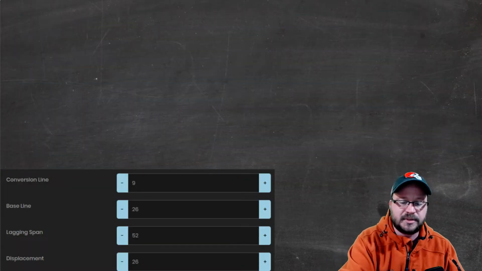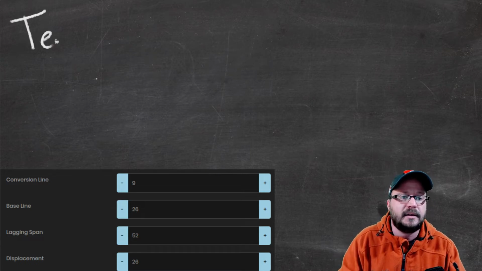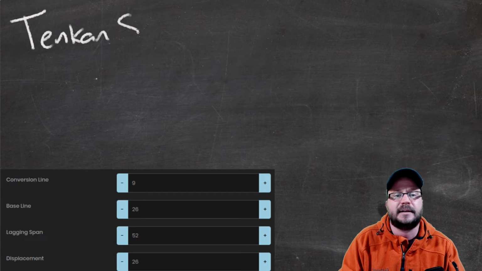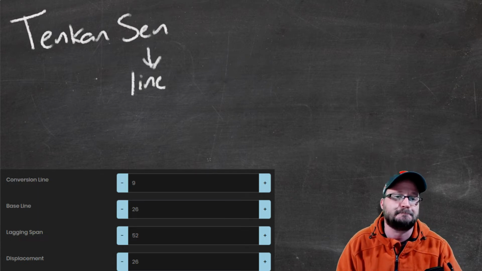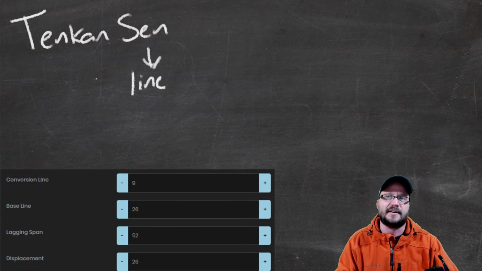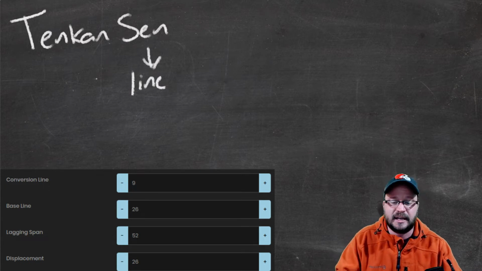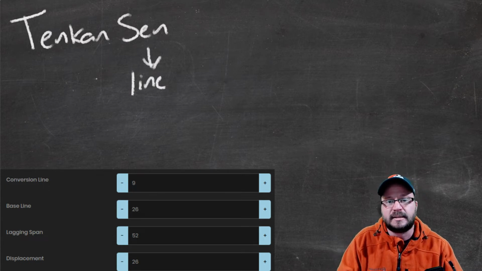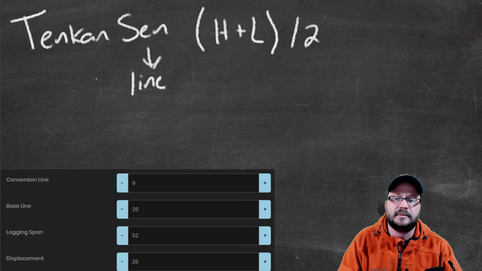So let's start with the Tenkan Sen. Sen means line in Japanese. Cool, huh? So the Tenkan line is a fast line. It's almost like a fast EMA. However, it's not really an EMA, and I'll show you why. It's calculated using the high plus the low price divided by 2 over 9 periods.